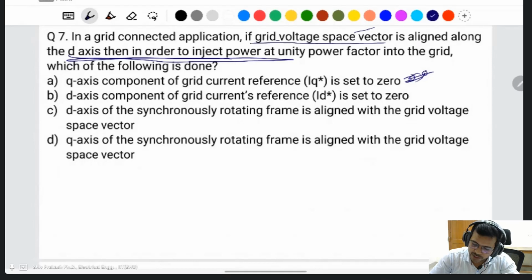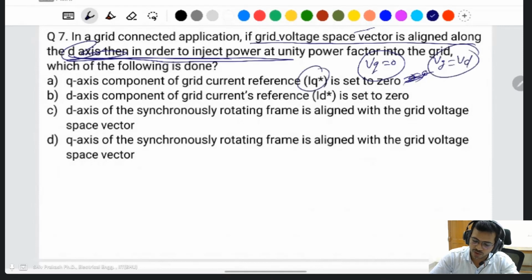The grid voltage space vector is aligned along the D axis, already given. It means the VQ is already 0. Here, all of VG is VD. The question is already given. If IQ is 0, then the whole power is delivered at unity power factor. Yes, option A is correct.